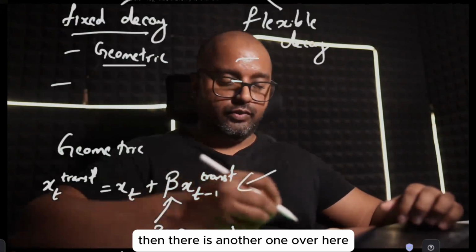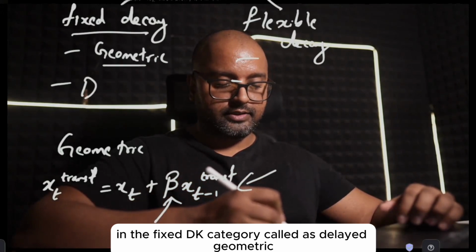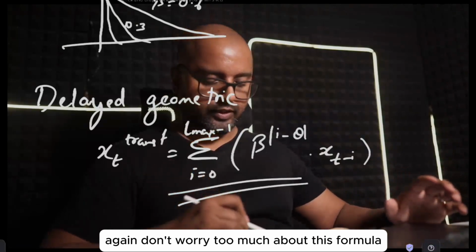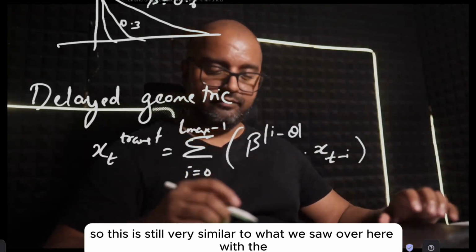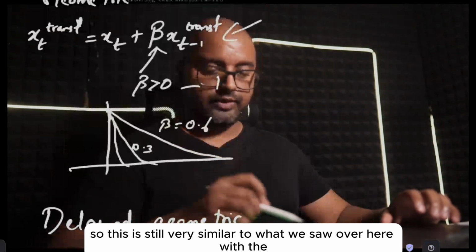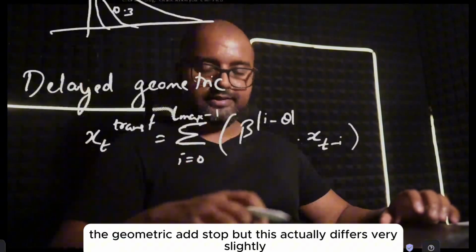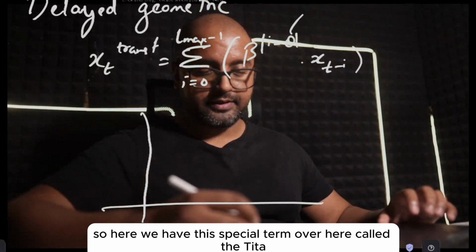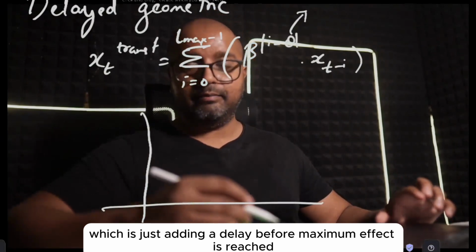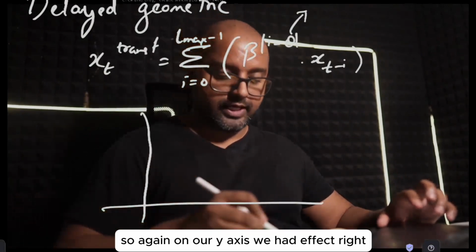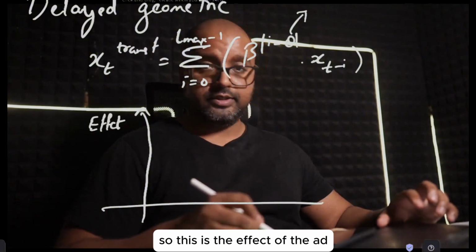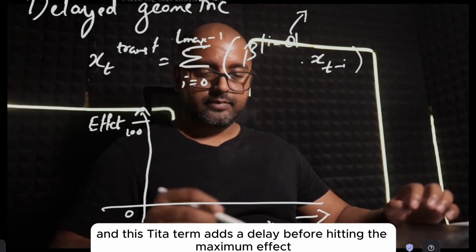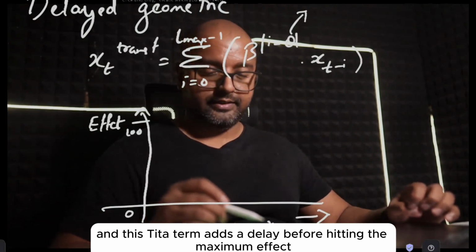Then there is another one over here in the fixed decay category called delayed geometric. And here I've just put this complex looking formula over here. Again, don't worry too much about this formula. This is still very similar to what we saw with the geometric ad stock, but it differs very slightly. Here we have this special term called theta, which is just adding a delay before maximum effect is reached. Again, on the y-axis we had the effect of the ad. This is 100%, and this is 0%, and this is the number of weeks. And this theta term adds a delay before hitting the maximum effect.